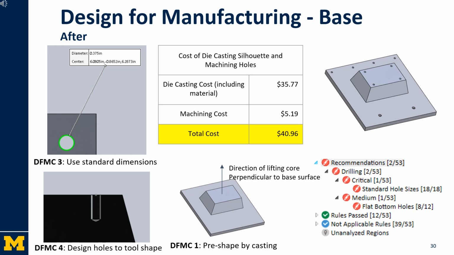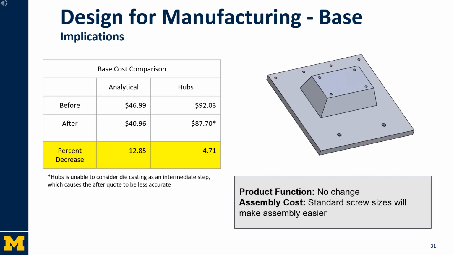We used DfM Pro to identify several features to change, including using standard dimensions and designing holes to tool shape. Additionally, we decided to pre-shape by die casting for our part before milling it, as can be seen on the top right, in order to reduce the cost further. This brought our total cost to $40.96. Analytically, we were able to reduce the cost of the base by 12.85%.